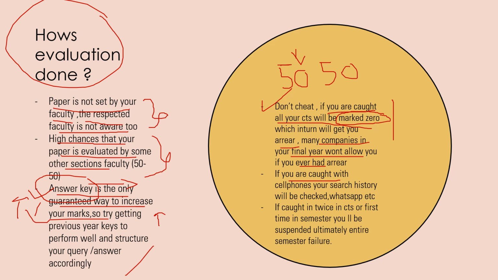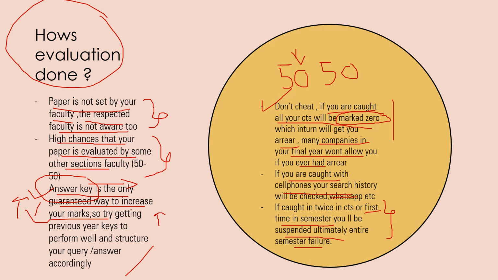Then if you're caught with cell phones, your search history will be checked, your WhatsApp will be checked. And if you're caught in CTs twice, let's say you're caught once, then all will be marked zero. This was the case when we were there. And if you're caught the first time in a semester, don't even think of a second time. If you're caught even the first time in a semester, then you will be suspended. Ultimately, entire semester failure will be there.